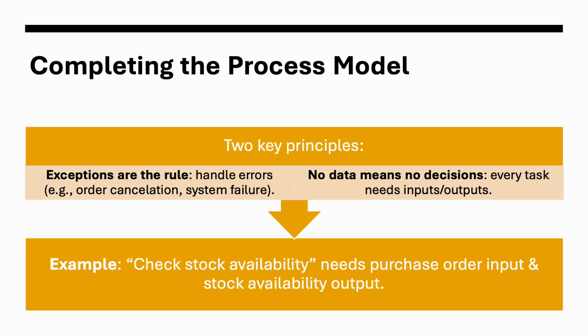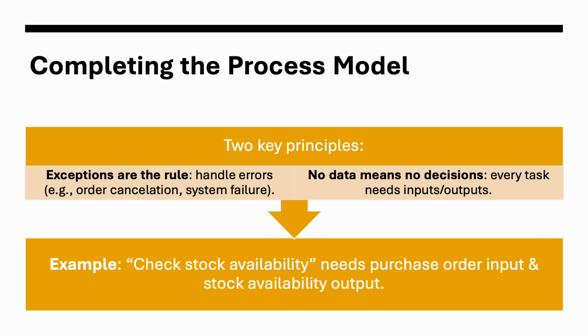Once we've identified what can be automated and handled manual tasks, we need to make sure our process model is actually complete so the system can run it. Two main ideas. First, exceptions are the rule. Real life is messy. Orders get canceled. Systems fail. We need to build exception handlers into our model so the system knows what to do when things go wrong. Second, no data means no decision.